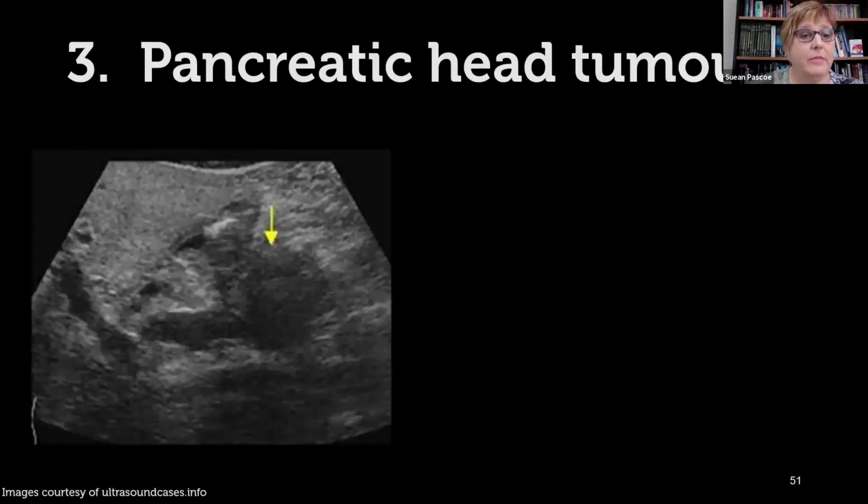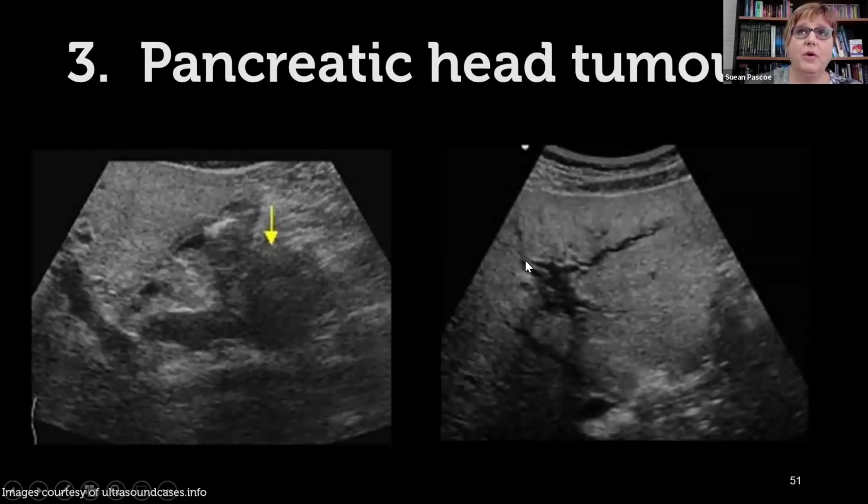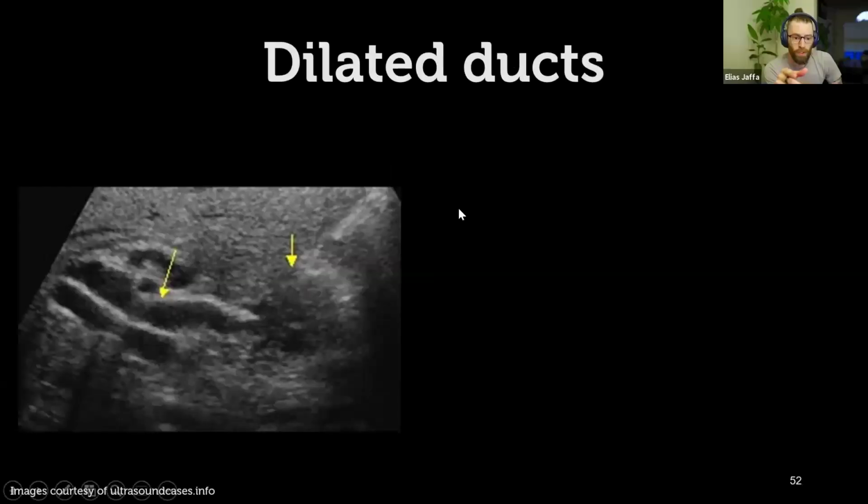Here's another example of a pancreatic head tumour. And again, the prominence of these ducts, and it might be that the ducts are the first thing you see if you're looking at the liver. You might notice the bile ducts really dilated or something doesn't look right there. And that's when you need to check and see, well, what's causing that obstruction to cause those dilated ducts?